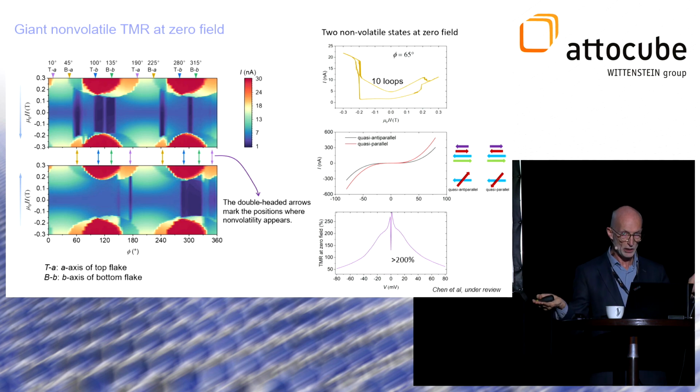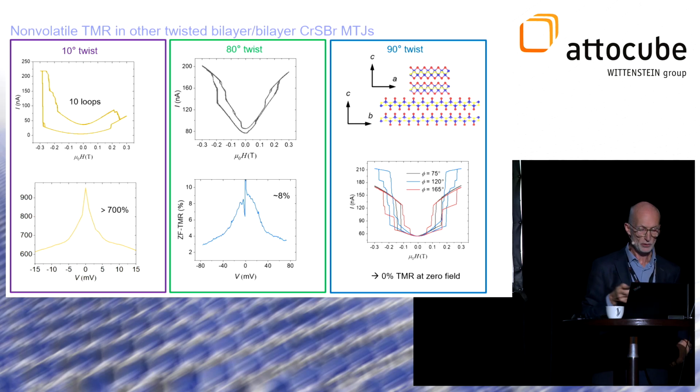The bigger the twist angle, the larger the field we can apply without switching one of the bilayers. But the smaller the twist angle, the greater is the tunneling magnetoresistance. And so this is shown here. This is the tunneling current as a function of the magnetic field in plane. And you see 10 loops, it all looks the same.